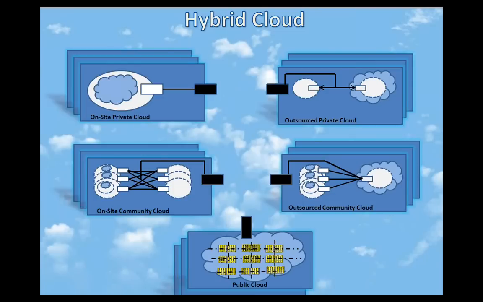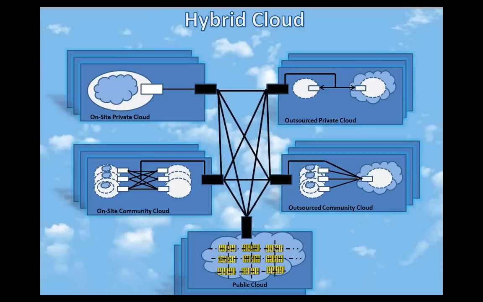You can see on the left-hand side on top, I have an on-site private cloud. So I have my own on-site private cloud. I have an outsourced private cloud also, and I'm consuming that. Then some on-site community clouds are also there. Outsourced community clouds are there. And then a public cloud offering is also there. And these are actually communicating with each other. So this is how they connect.